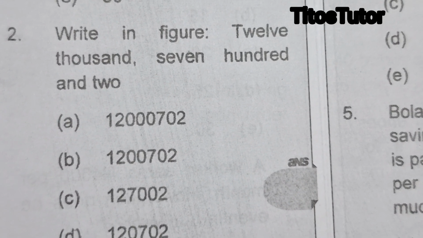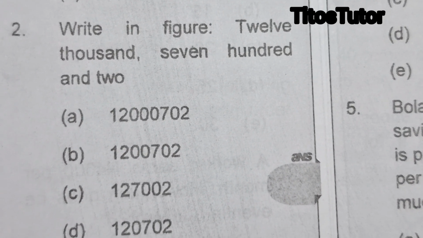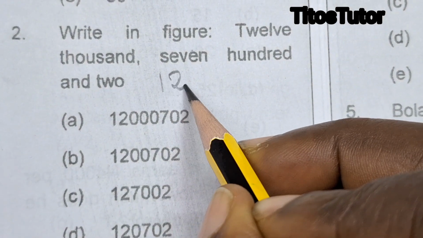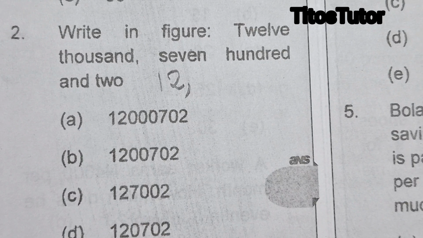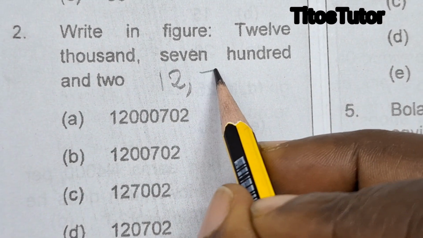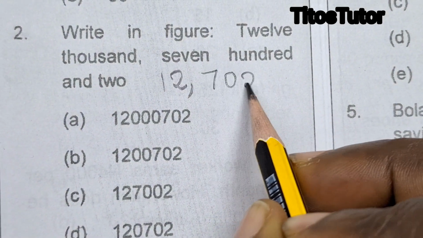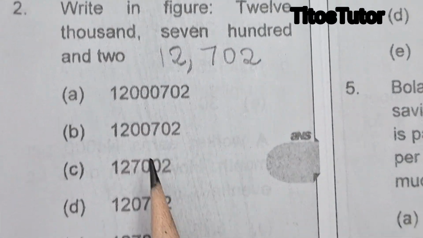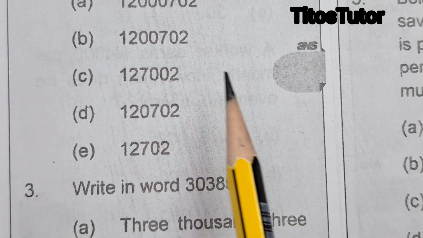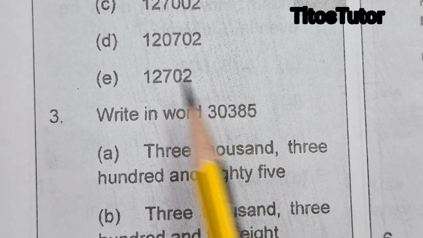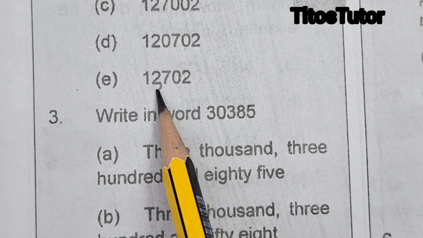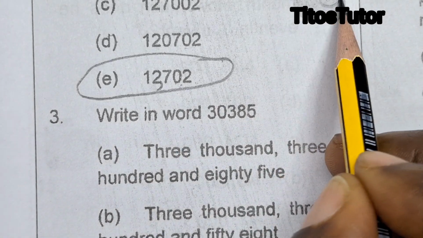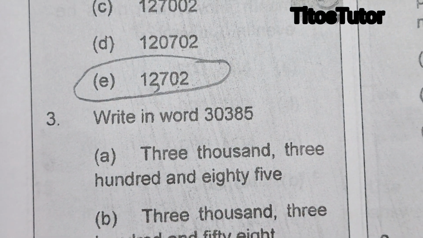Here's my second question. It says, write in figure 12,000. So I go 12, I put a comma because it's 12,000, then 702. So the final answer: I look for the option, not too much, 12,702. Final answer, E. Okay, beautiful.